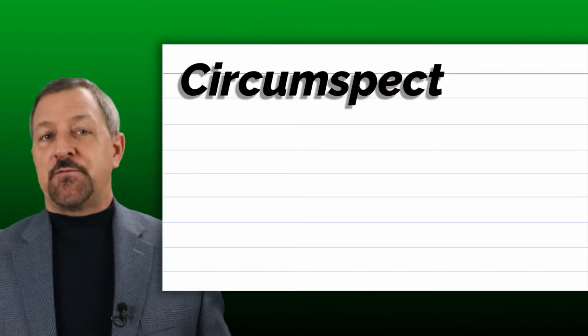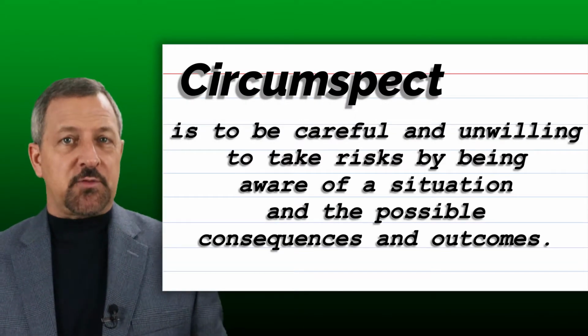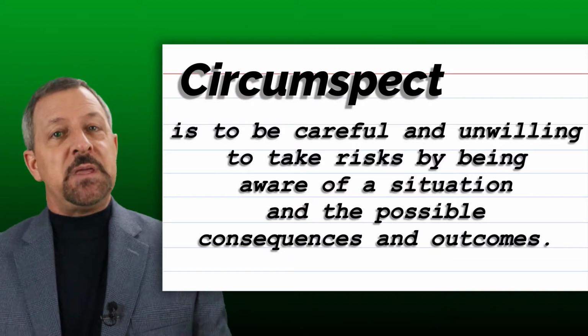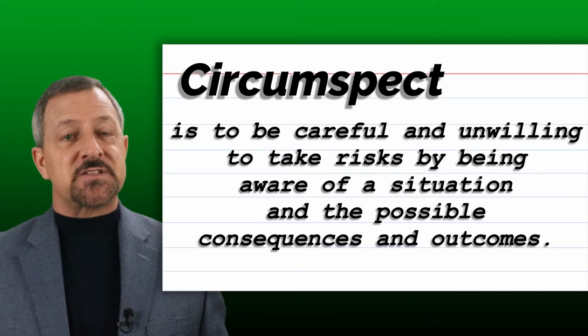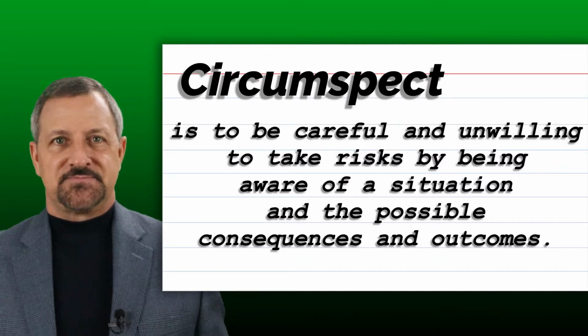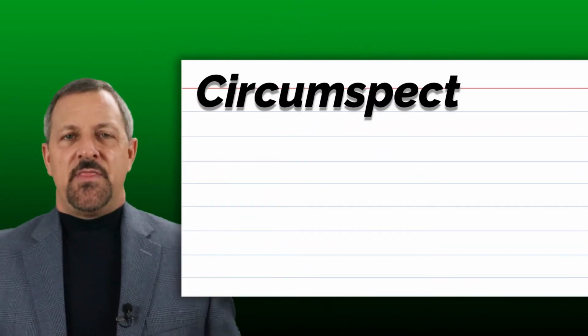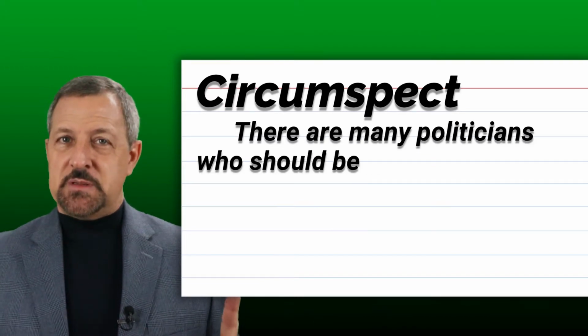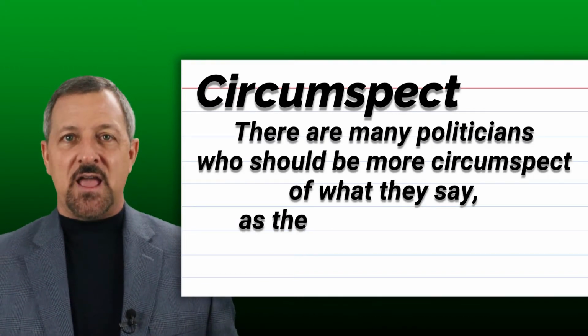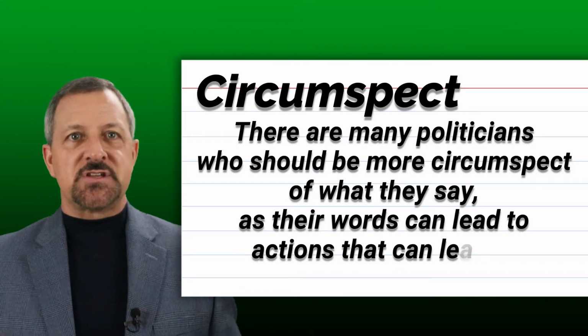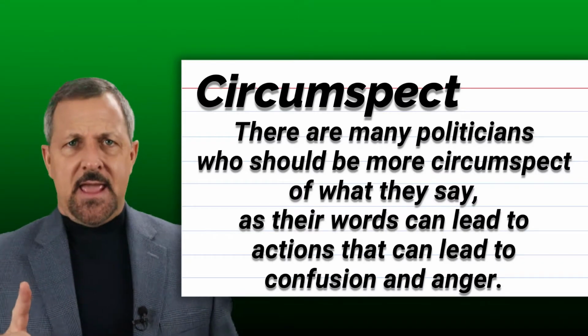The 11th word is circumspect. A basic definition of circumspect is to be careful and unwilling to take risks by being aware of a situation and the possible consequences and outcomes. When circumspect is used in a sentence, it sounds and looks like this. There are many politicians who should be more circumspect of what they say, as their words can lead to actions that can lead to confusion and anger.